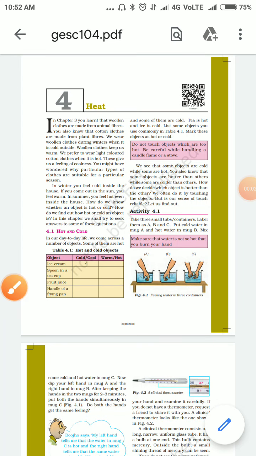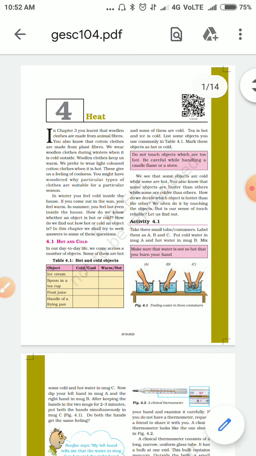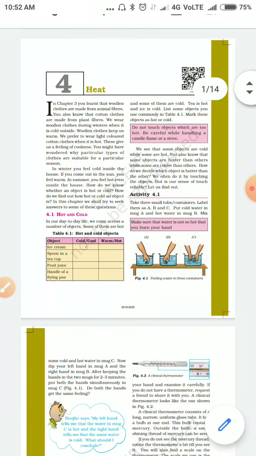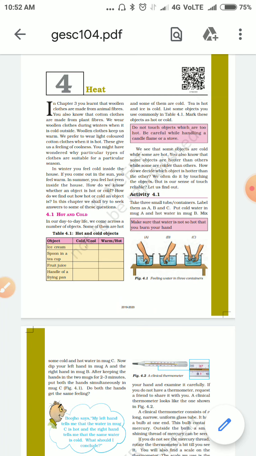Good morning, students. Till now, what we have studied is heat. What is a hot object? What is a cold object? And how we can measure how hot or cold an object is. The instrument used for the degree of hotness, that is temperature, is called a thermometer.